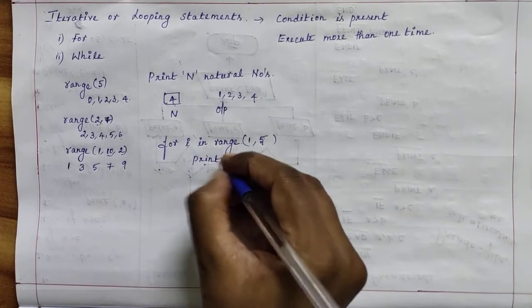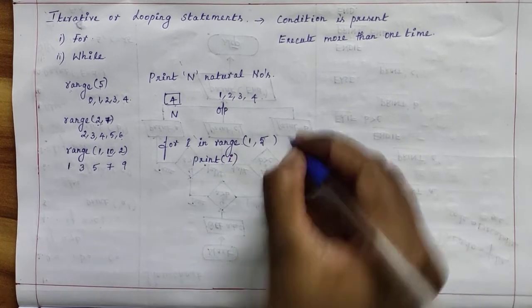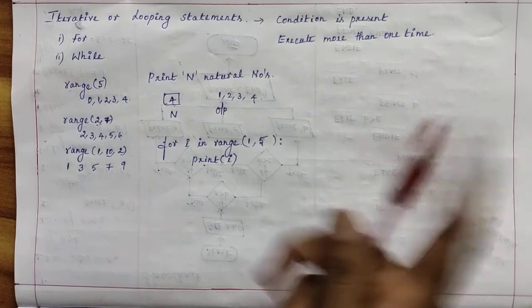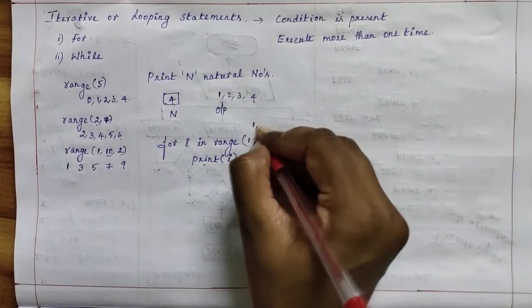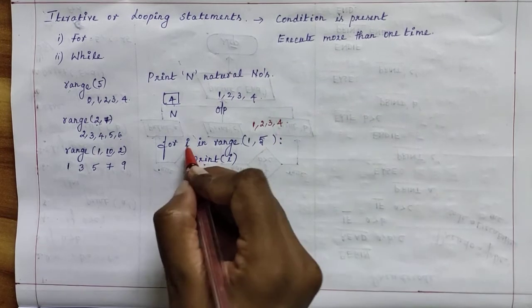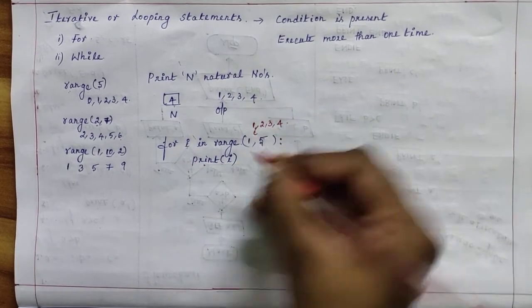Then we are going to print i. Okay, let's run this. So what are the possible values here? 1, 2, 3 and 4. First, initially i is 1.